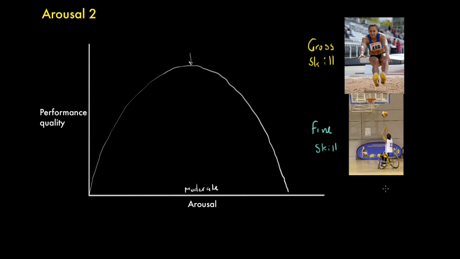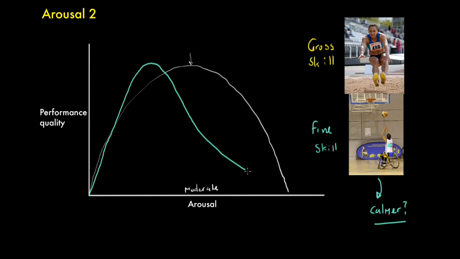Well, a fine skill. Can we argue that with a fine skill people generally perform better when they are calmer? Does that make intuitive common sense to you? You might see this performer here, before he takes the shot, use breathing control to calm himself down, to steady the nerves. On that basis, we suggest that the inverted U might be a different shape. It might reach its peak earlier, and higher levels of arousal might cause a decrease in performance.